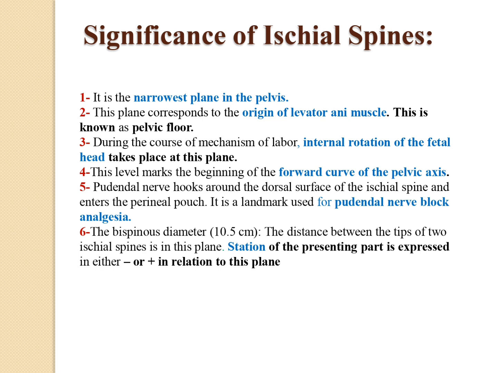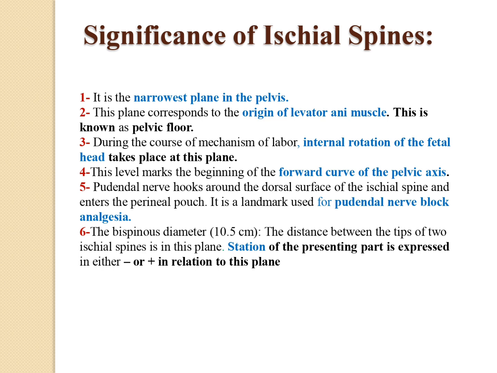The ischial spine is important because it is the narrowest plane in the pelvis, and this plane corresponds to the origin of the levator ani muscles, also known as the pelvic floor. During the mechanism of labor, internal rotation of the fetal head takes place at the level of the ischial spines. This level marks the beginning of the forward curve of the pelvic axis. The pudendal nerve hooks around the dorsal surface of the ischial spine and enters the perineal pouch. It is the landmark used for pudendal nerve block analgesia.